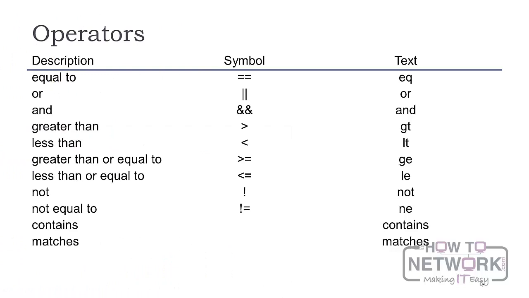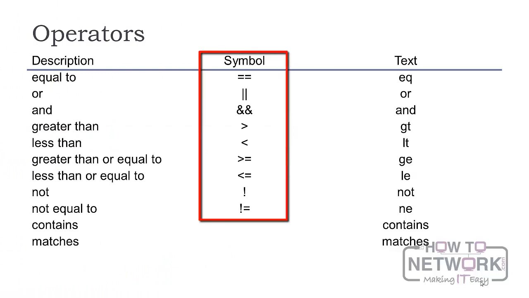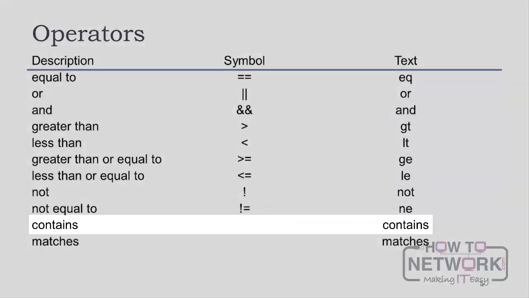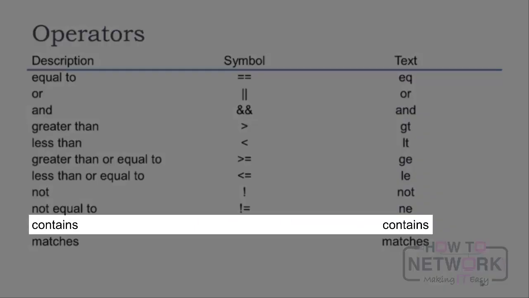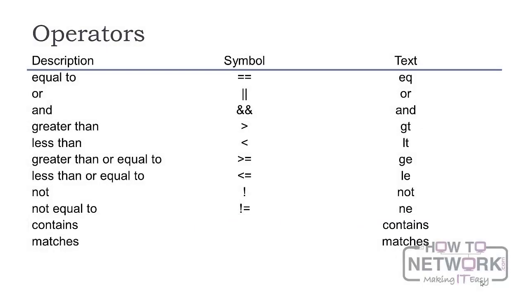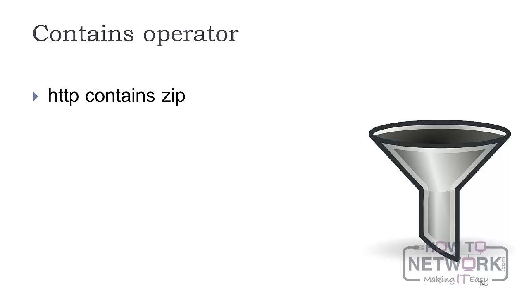Display filters can be combined with the following operators, written either as symbol or text. The contains operator just looks for the string inside the layer. So for example, http contains zip. We will look for the zip string inside the HTTP layer, and this can be used to look for downloaded zip files.